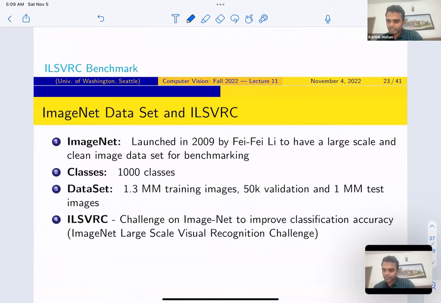So the ILSVRC is a challenge on this ImageNet data set that Fei-Fei Li came up with to improve classification accuracy of models and produce really high accuracy, because 1,000 classes is a lot of classes. And we'll see some of these classes are also hard to differentiate for a human being, but that is where you're taking these models towards, like real near-human recognition and classification of images. That's where these models have gotten to over the years. So ILSVRC, it's a big acronym, stands for ImageNet Large Scale Visual Recognition Challenge. So it makes sense. It's a challenge based on the ImageNet data set.